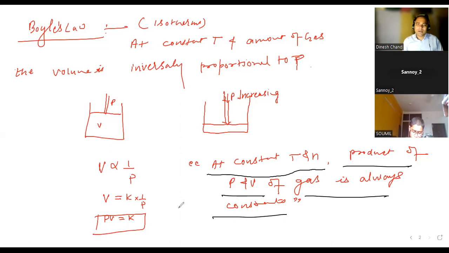Yes or no? This one you need to understand, because this was asked 2 times in the NEET exam. So V is equal to K into 1 by P. This is there. Got it?